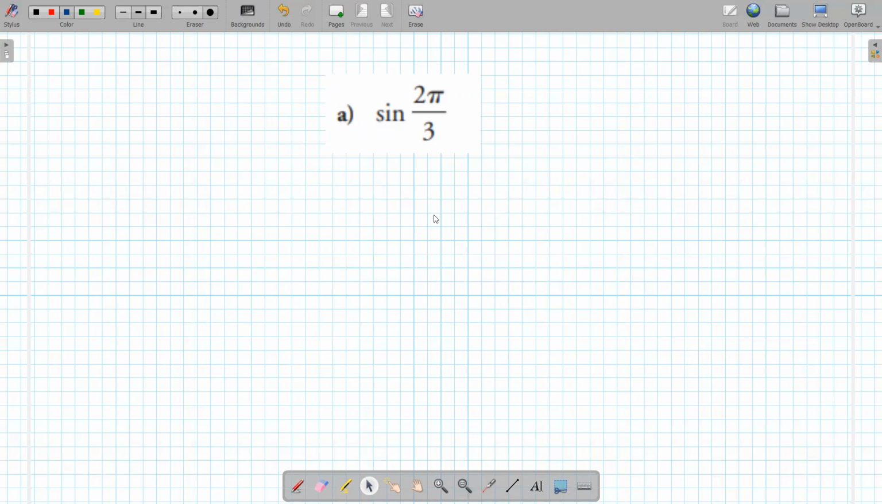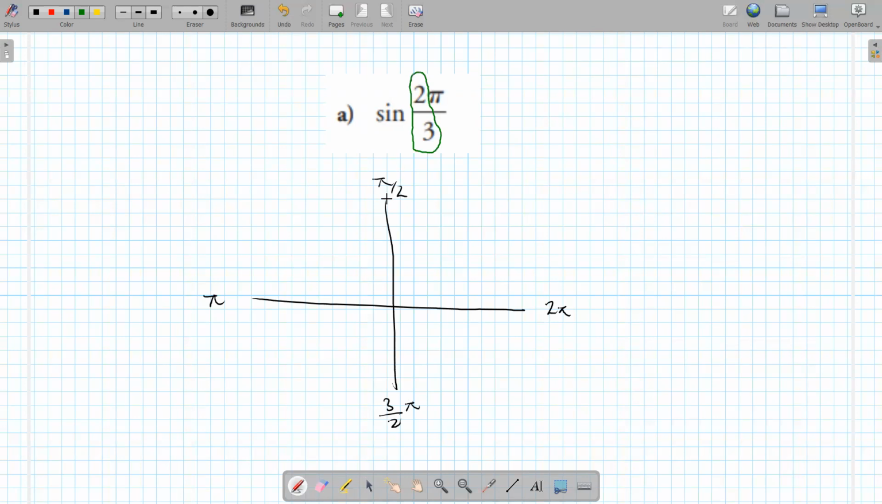Where is 2 pi over 3? Which quadrant is 2 pi over 3 in? You have pi here. You have pi over 2 here. You have 0 and 2 pi here. You have 3 over 2 pi here. Which quadrant do you think 2 over 3 pi is in? It's more than half. Look at this fraction, 2 over 3 is like 0.66. It's more than half, so it's not in quadrant 1, but it's less than 1, right? It's in quadrant 2.